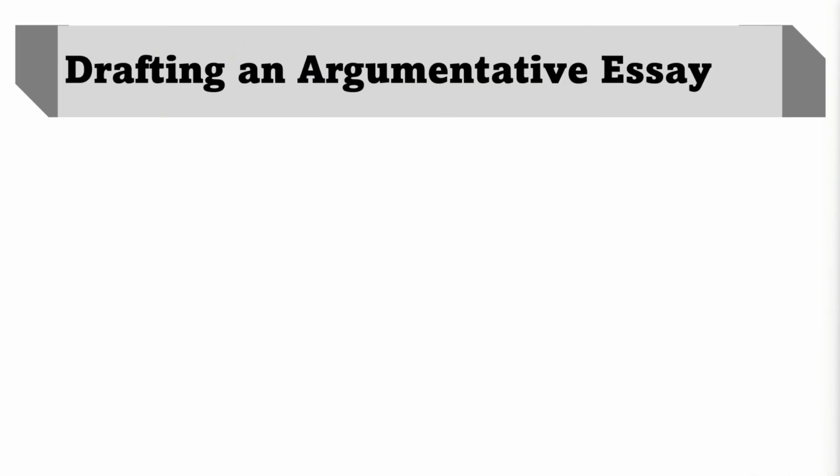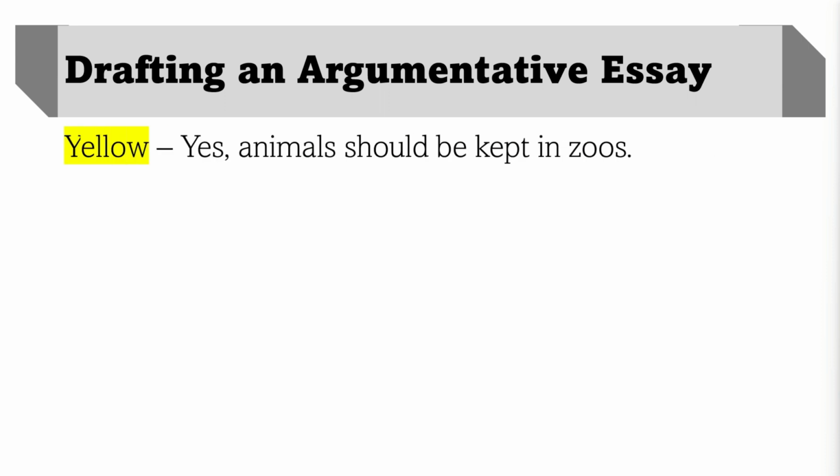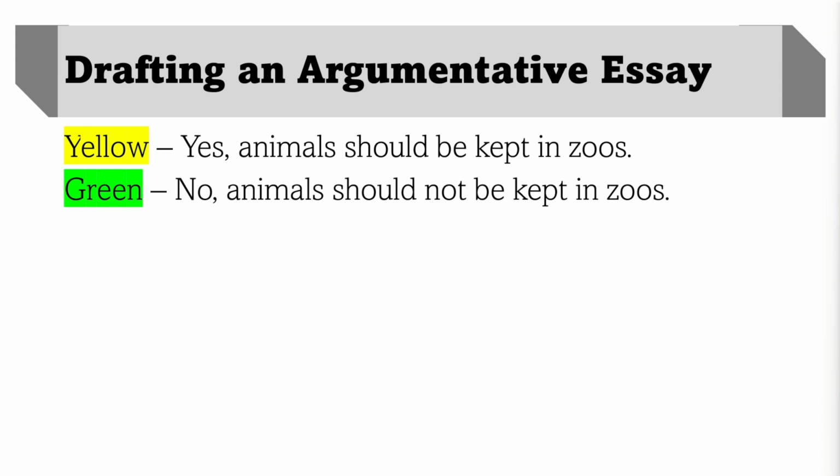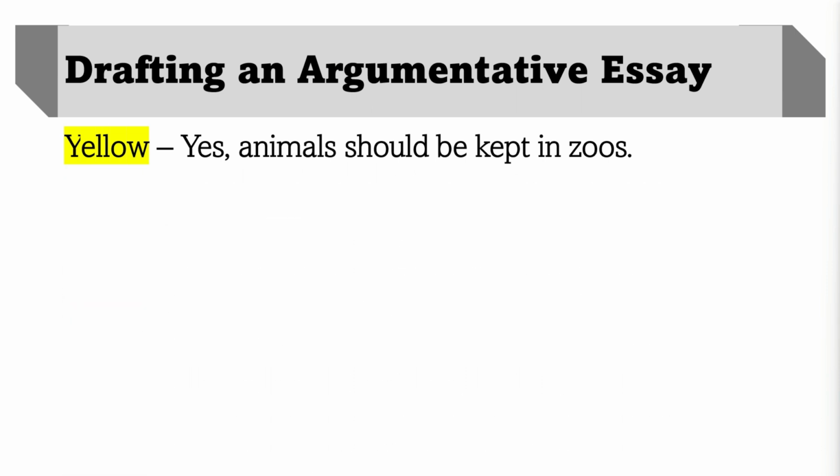With my highlights complete, now I have to figure out, maybe even count, how much evidence there is in favor of keeping animals in zoos, and how much evidence is available in the sources on why animals should not be kept in zoos. Whether or not my initial claim was yes or no, the amount of evidence must determine which one will eventually prevail. For the sake of this tutorial, let's assume that yes is the winning claim because there is an abundance of evidence.